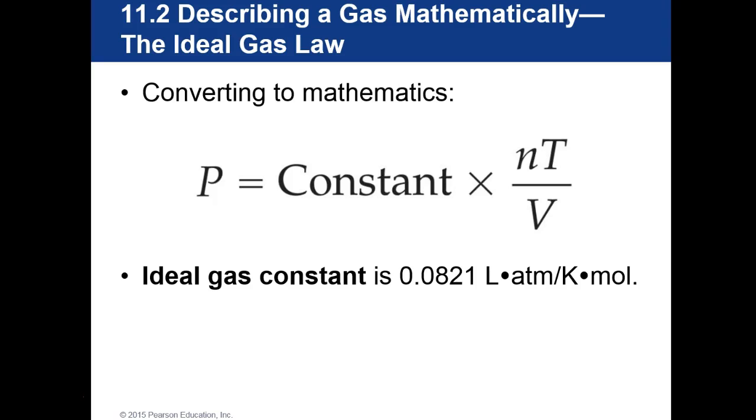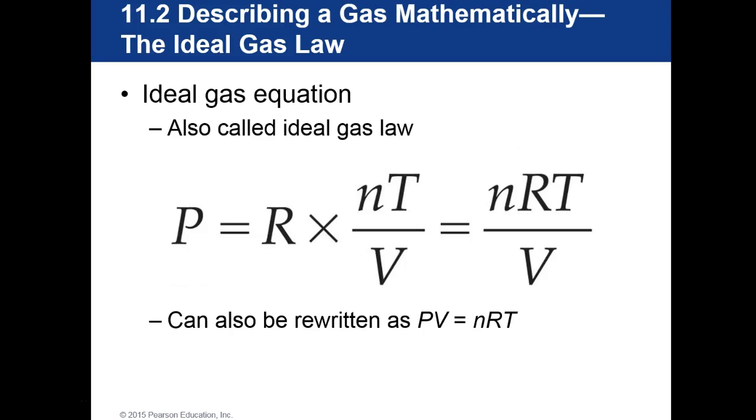The ideal gas constant, and you have to memorize this, is 0.0821 liters times atmospheres over Kelvin times moles. But the 0.0821 is what you're going to have to memorize.